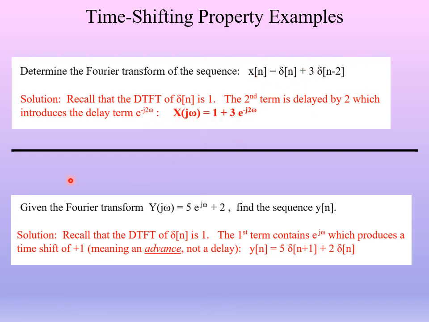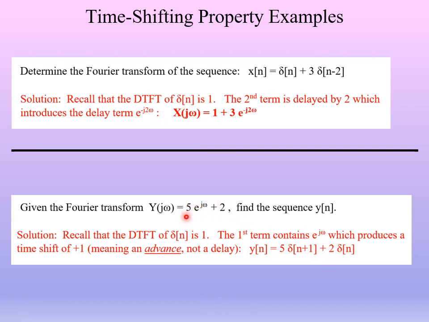And this next example here, we can work backwards. Suppose that we're given the following Fourier transform. Y of j omega is equal to 5 e to the j omega plus 2, and we're asked to use the inverse Fourier transform to find the sequence y of n. All right, so again, let's do the easy part first. This second term here, this 2, just gives us 2 times a delta function, because remember, the Fourier transform of a delta function is 1. So this 2 here just means 2 times the delta function.